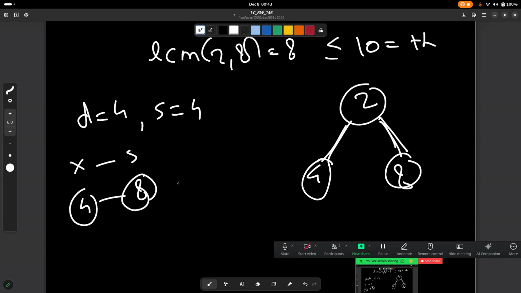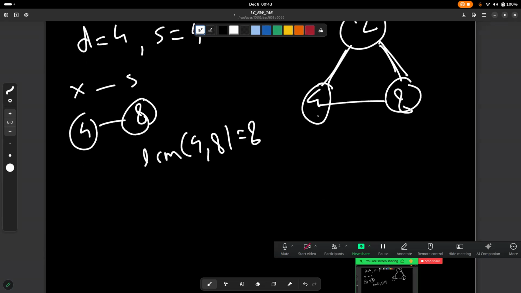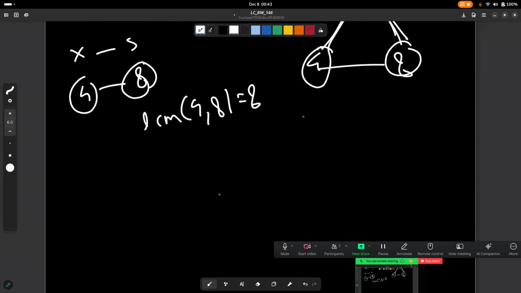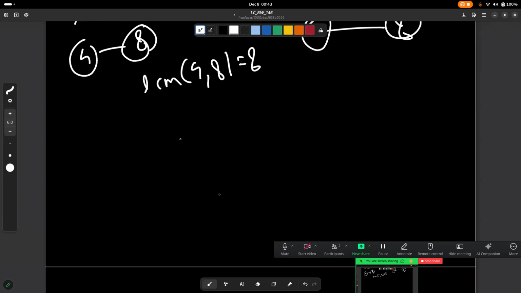And you can try to connect 4 and 8. This will work, because LCM of 4 and 8 is equal to 8. And you can also have this edge. This won't occur very frequently in large graphs, but since this is a small graph and all these are powers of 2, so this happened.